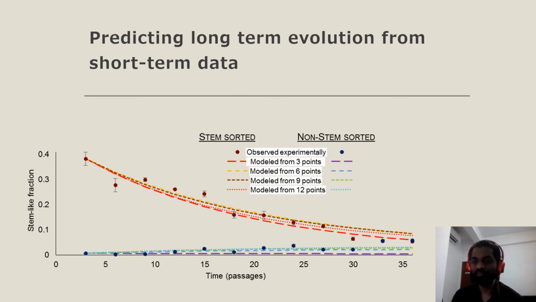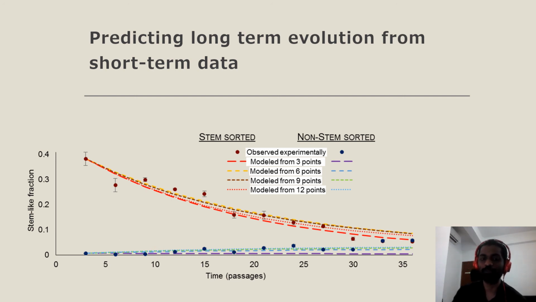And we saw that even using a very short data set, which would be modeled from just 3 points, which would correspond to about 9 days, you could reliably predict how the population would behave over a long term of more than 100 days. And so you could definitely predict long-term evolution from short-term data using transition rates that you compute using TRANSCOMPP.